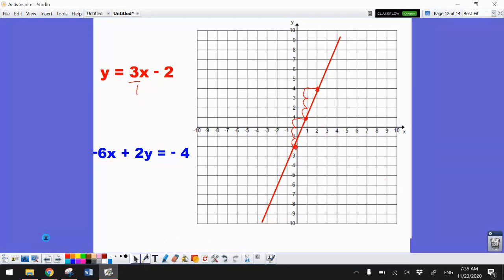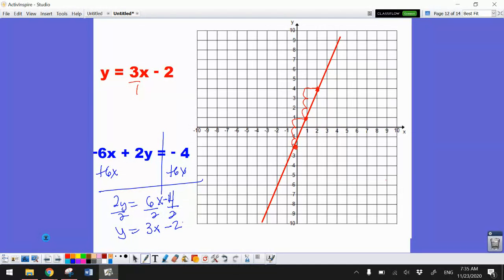Okay, let's do the other one. So I have to move my x. So the opposite of a negative 6x is a positive. So I'm going to add 6x. So 2y equals 6x minus 4. I'm dividing by 2. And I come up with 6 divided by 2, that's 3. Negative 4 divided by 2, that's negative 2. Well, look at that. These two are exactly the same.